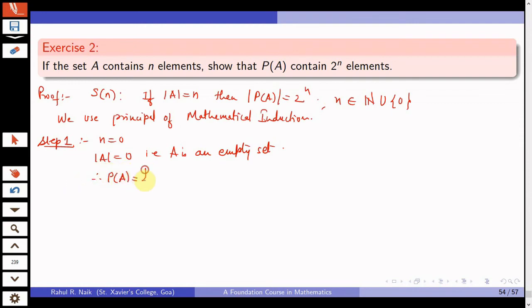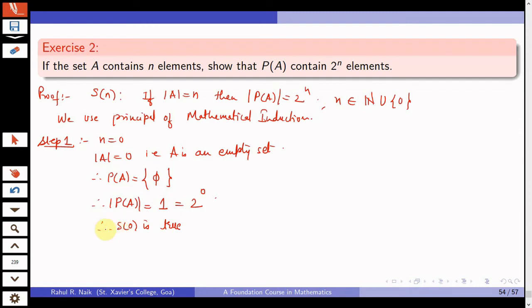the only element that is a subset of the empty set is the set itself, the empty set itself. So, the cardinality of this P of A, you can see that there is only one element in this set, that is 1, therefore, this is 1, which can be treated as 2 raised to 0, and therefore, we have shown that S of 0 is true. So, we have proved the result for the first one.